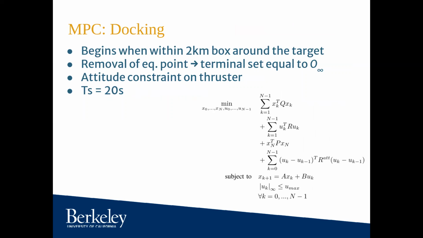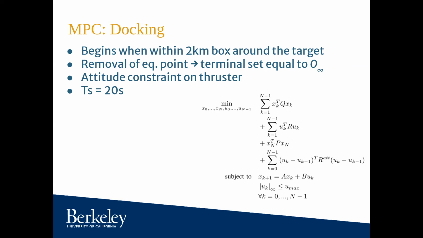And for the second part of the MPC, we have our docking phase. Our docking phase begins when we reach within a 2-kilometer box of our target. Once we're within that box, we change from the previous cost a bit. We remove the equilibrium point, so the reference governor is no longer there. We add a terminal set equal to OINF derived from LQR. We also add an attitude constraint on the thrusters. And that's just a physical constant that's specific to the thrusters to not overwork them.